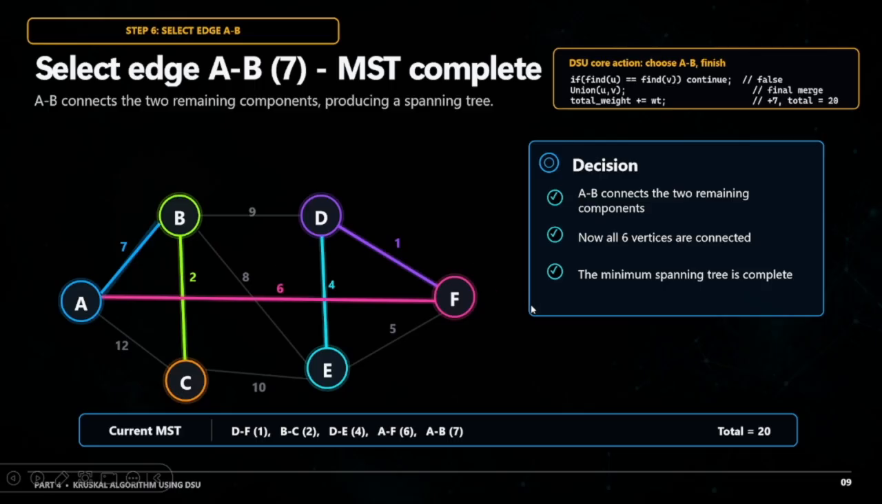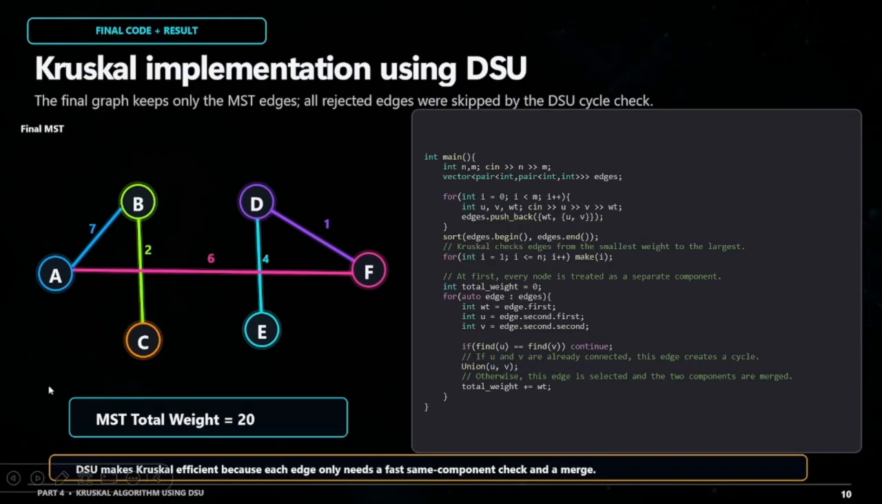Now all 6 nodes are connected and the minimum spanning tree is complete. Finally, this is the tree we are left with. This is the minimum spanning tree and its weight is 20. And this is the code we used to implement it.